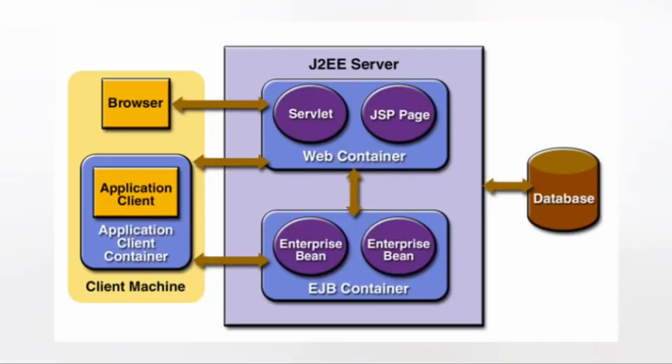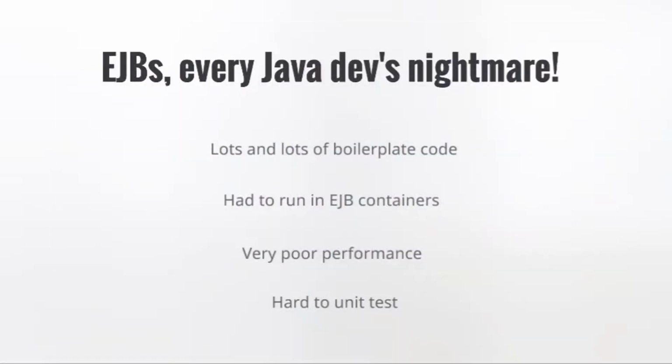This box in the middle is your J2EE application, which has two major components, a web container and an EJB container. EJB container is where the bulk of your server-side logic would live in, and they were a nightmare. Writing EJBs was about lots and lots of boilerplate code. Also, you couldn't run your EJBs in a normal web server. It needed a special container called EJB container, which was very slow. Also, unit testing those EJBs was just an absolute nightmare. So, all in all, nobody liked EJBs.